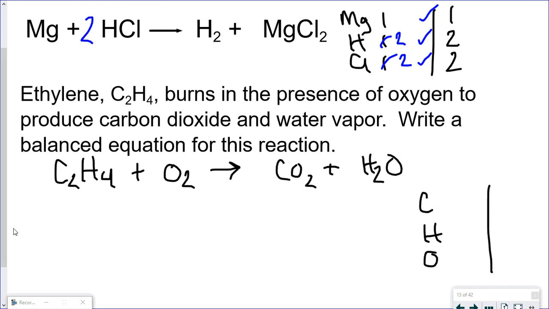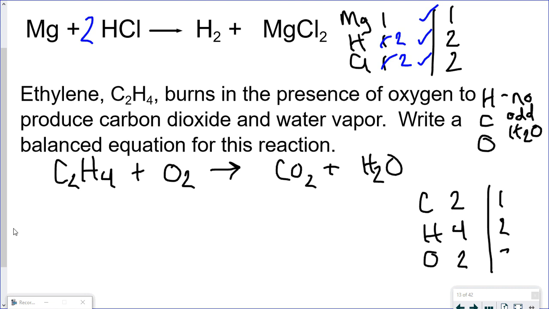So one thing is whenever you only have carbon, hydrogen, and oxygen, I recommend balancing the hydrogen first, then the carbon, then the oxygen. And one thing is hydrogen can have no odd waters. That's going to give us that even number of oxygens that we need at the end. So count up what we have on both sides. We have 2 carbons, 4 hydrogens, and 2 oxygens, compared to 1 carbon, 2 hydrogens, 3 oxygens.